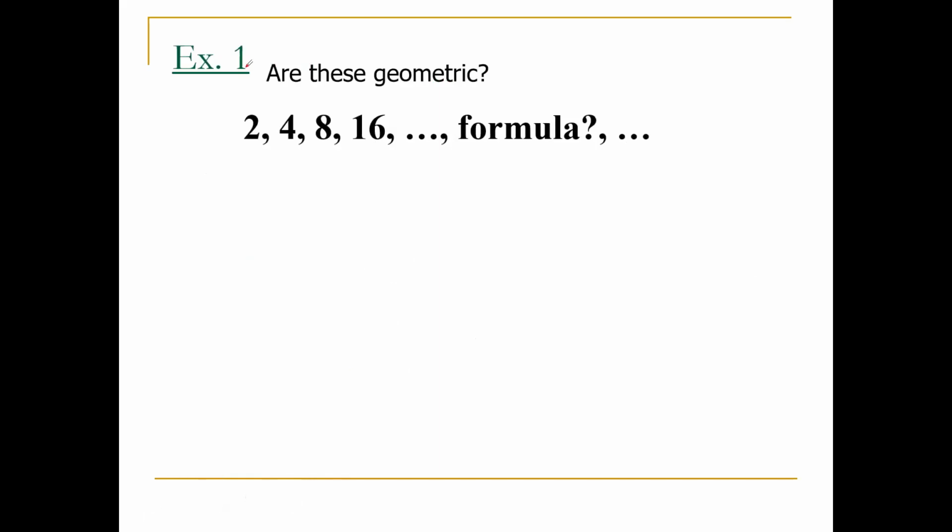Next, we're going to identify if the given sequence is geometric. And then after that, if it's geometric, find the formula. The formula here is like the rule. What is the rule given this sequence? So let's take number 1: 1, 2, 4, 8, 16, and so on. Let's find if they have a common ratio.